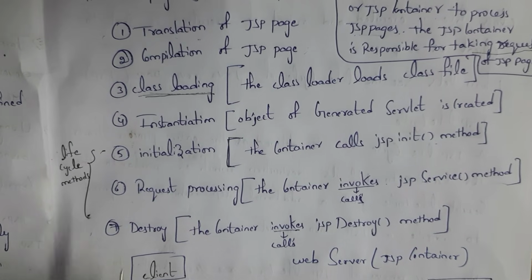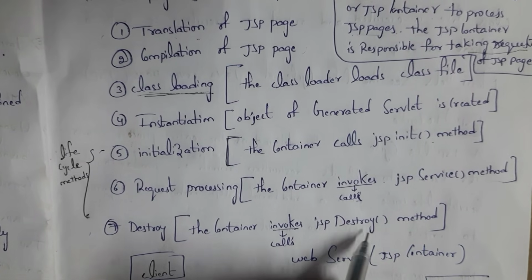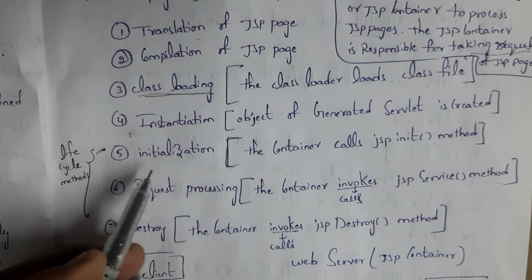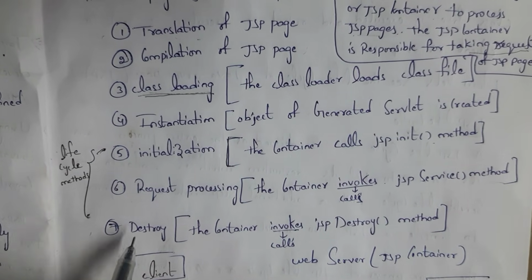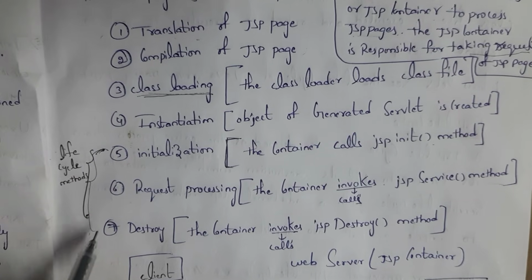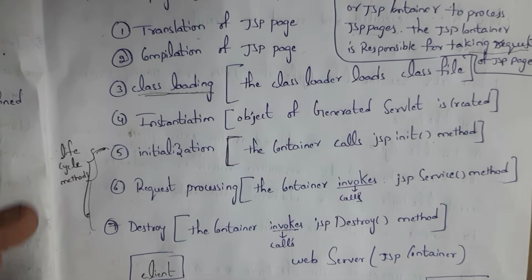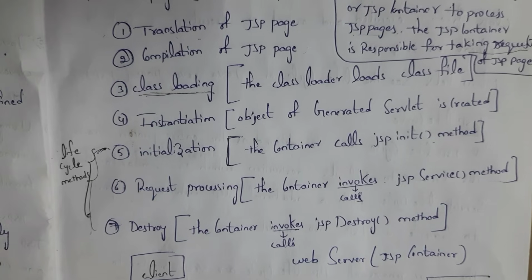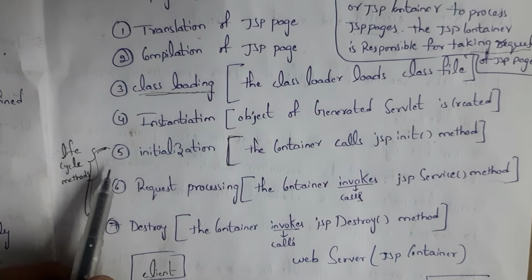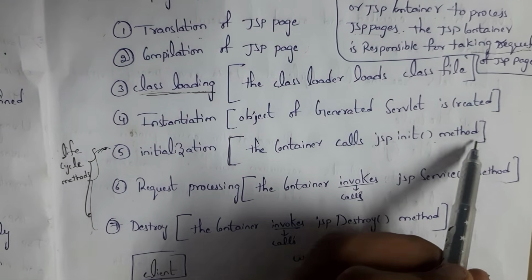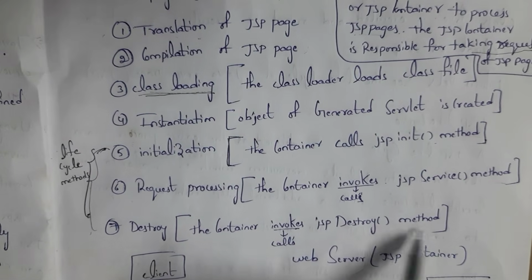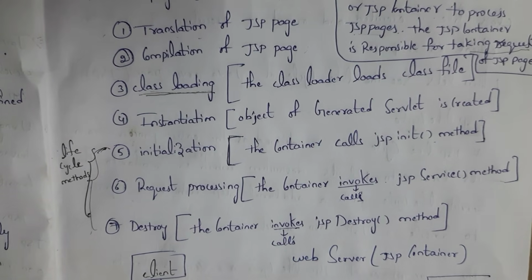In the destroy phase, the container calls the destroy method. These three phases, initialization, request processing, and destroy, are known as the lifecycle of JSP. As I already discussed, the lifecycle of JSP contains the init method, service method and destroy method.